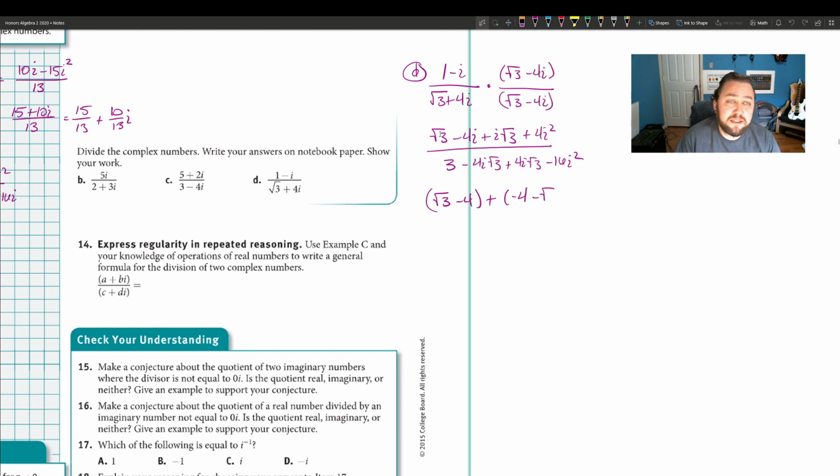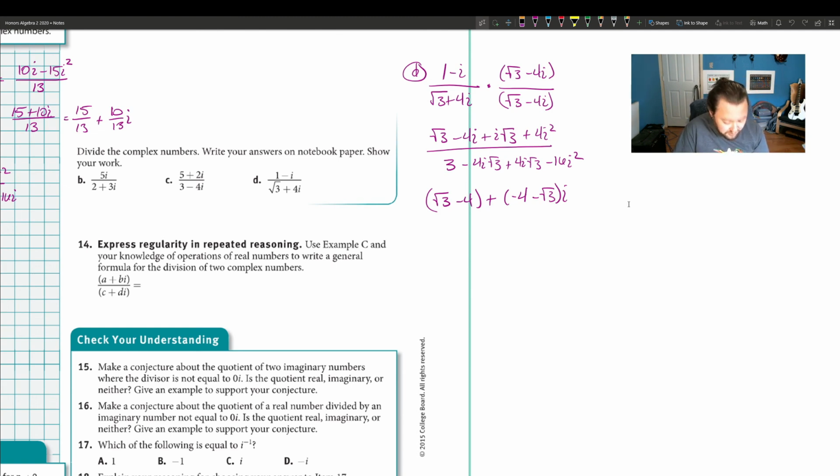So again, what I did, this i squared becomes a negative 1. So this becomes a negative 4. So I did 3 minus 4 together. What's in the middle here? I've got an i I can factor out, so I put it at the end, which leaves me with a negative 4 minus a root of 3. So it was just GCF and combining like terms on that one.